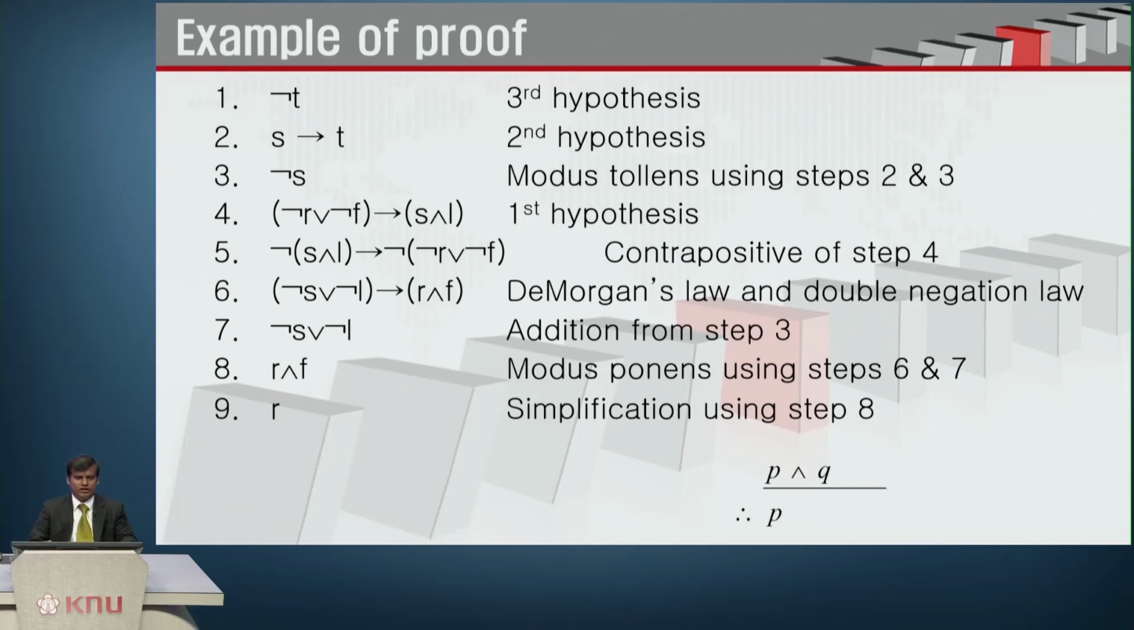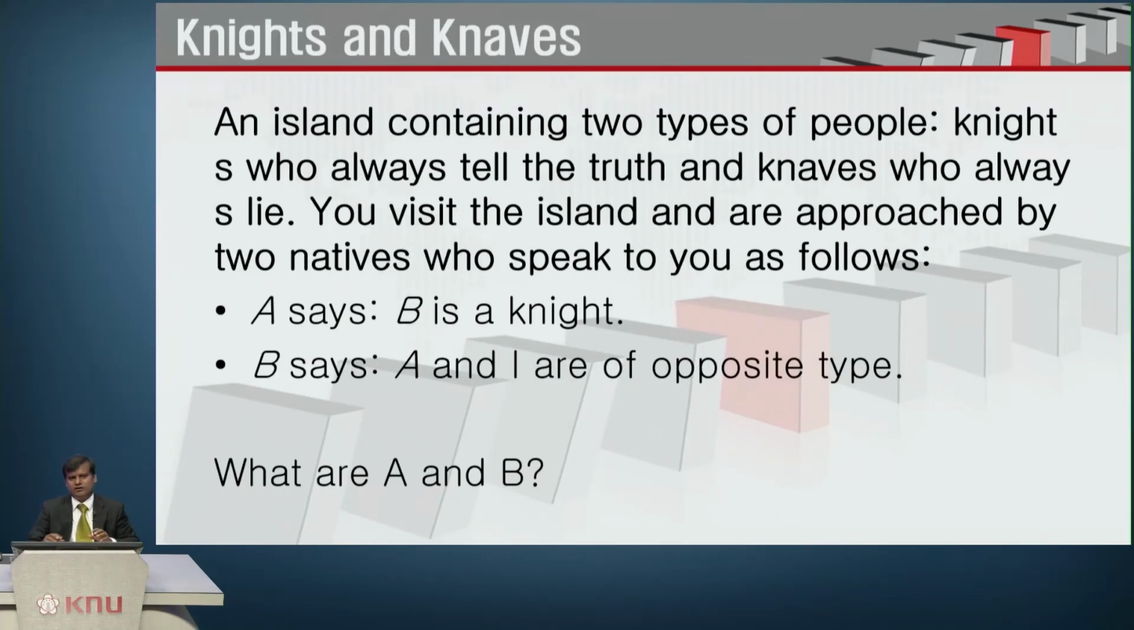Let's see one more example of knights and knaves. So an island containing two types of people: knights who always tell the truth and knaves who always lie. You are visiting the island and you are approached by two natives who speak to you as follows. A says B is a knight. B says A and I are of opposite type. What are A and B?